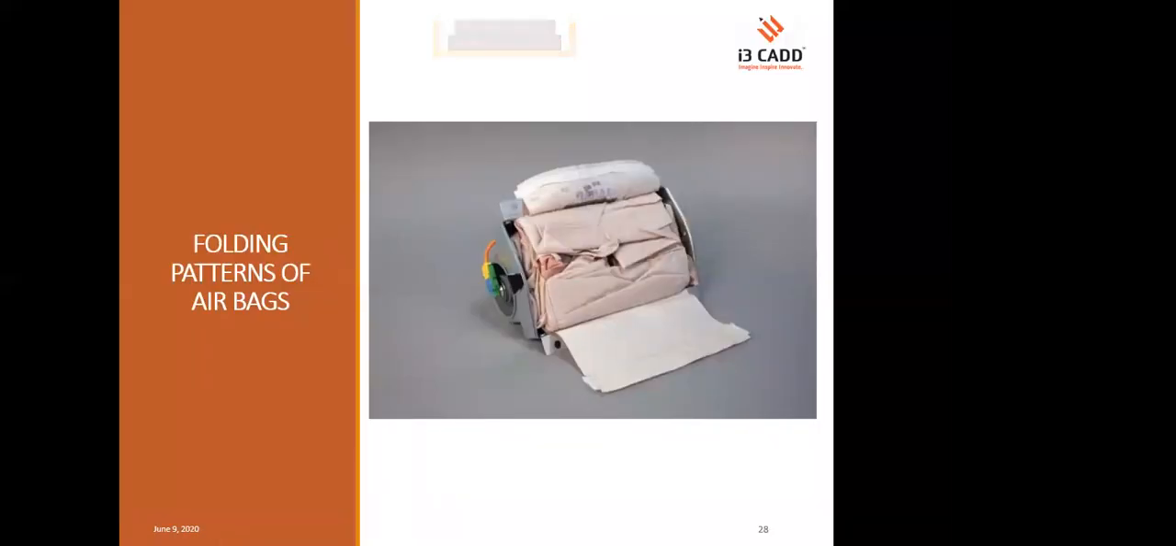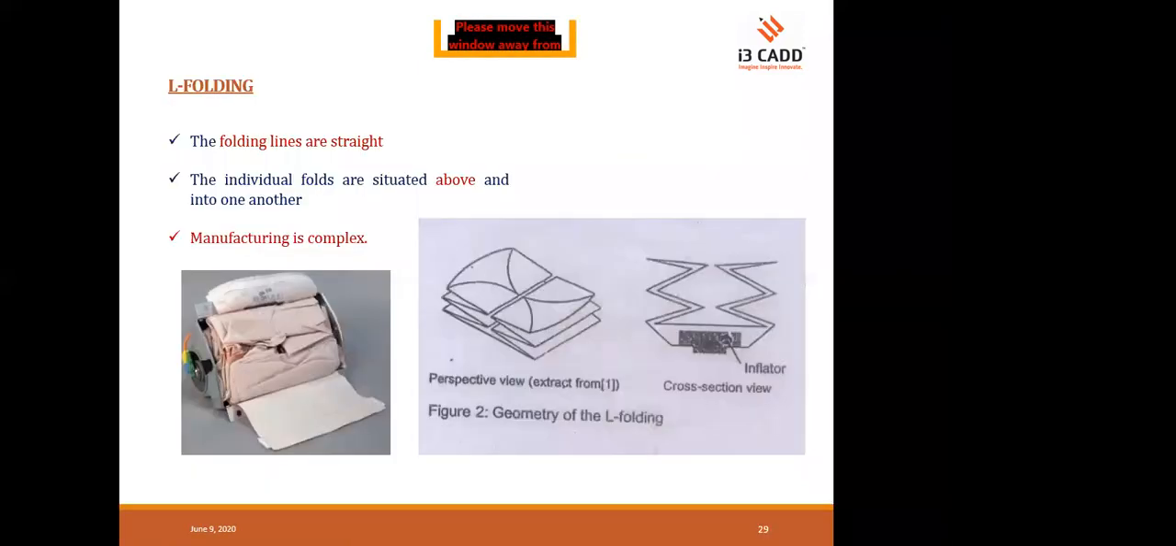Folding patterns. So your airbag, nylon bag, the 2.5 kg huge airbag has to be folded in a proper way and kept inside the metallic cartridge in order to inflate very quickly during a collision. So what are the four ways? We have four patterns: L, R, S and then Z folding.